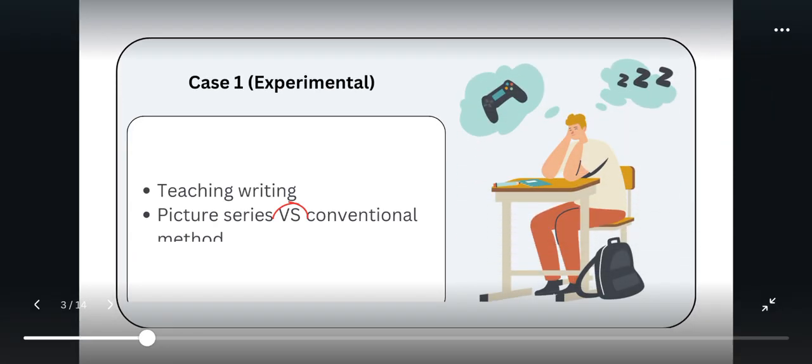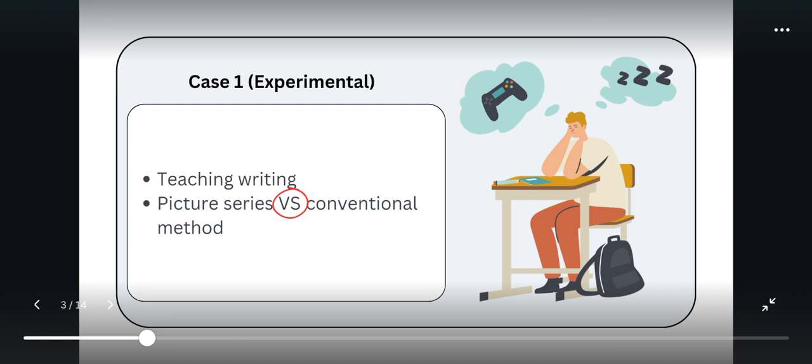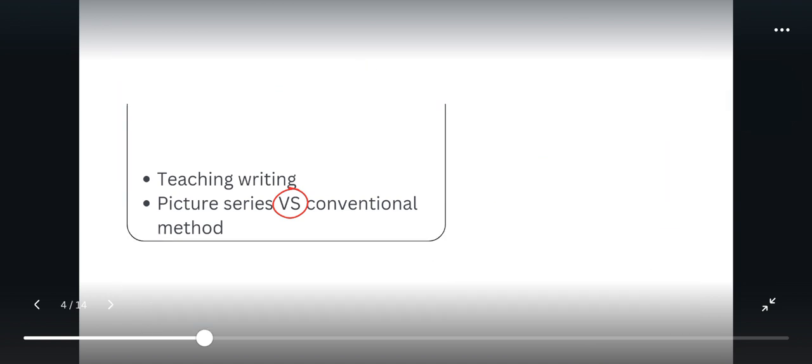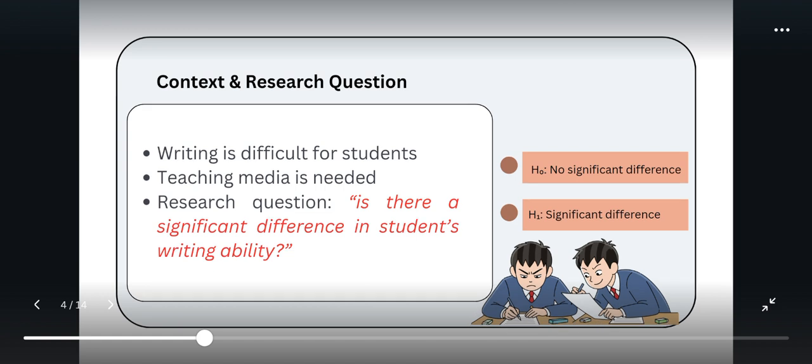And now I will begin with the first case, which is experimental research entitled Teaching Writing Using Picture Series versus Conventional Method. This study compares two different teaching methods in teaching writing. The reason why I chose this topic is because writing is one of the most difficult English skills for students, and many students find it difficult to generate ideas and organize them into a good paragraph. Often, students know vocabulary and grammar, but they do not know how to start writing.